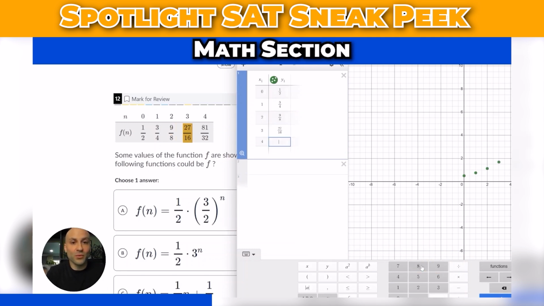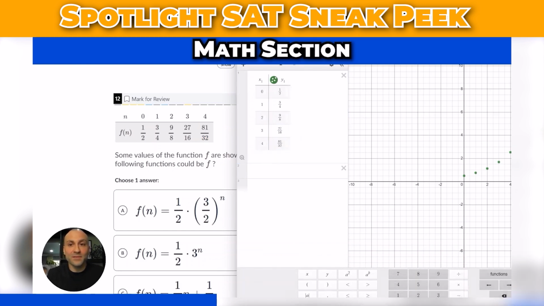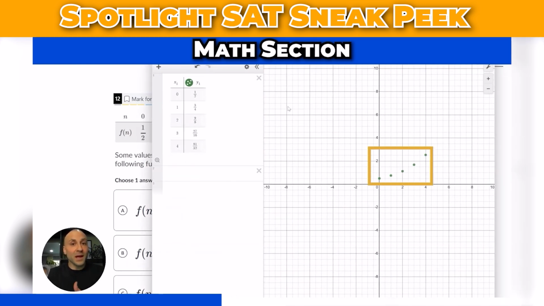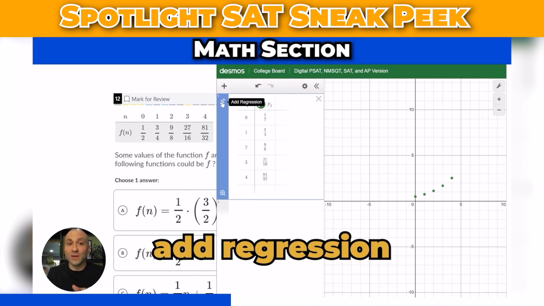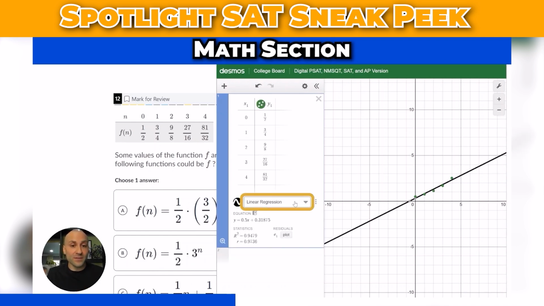So I'll go back to my keyboard, type these in, and now we have these 5 ordered pairs plotted for us. And notice that over here, it says add regression. So we're gonna go ahead and click there, and they give us a variety of options. The default is linear regression, but notice that's not fitting this model so well.